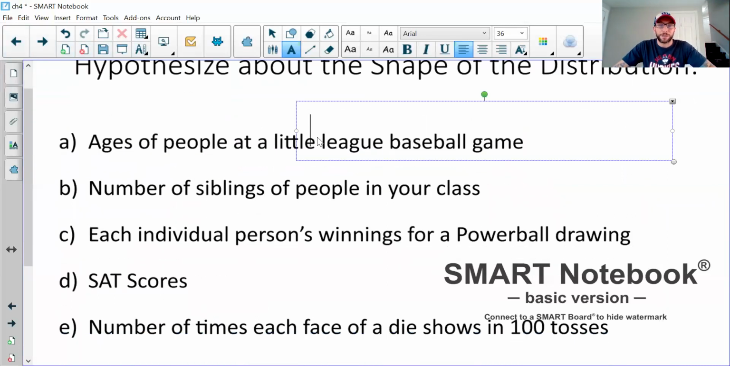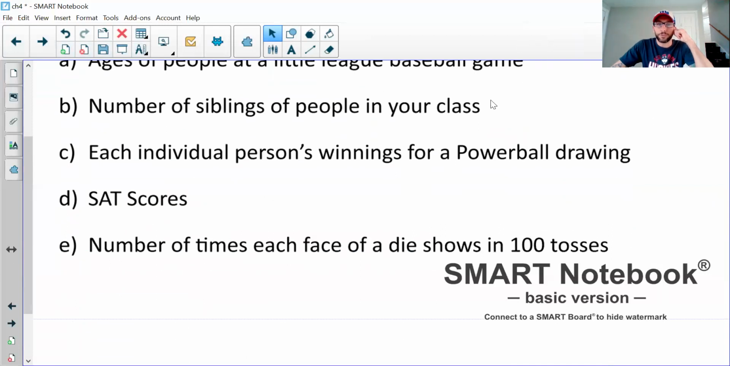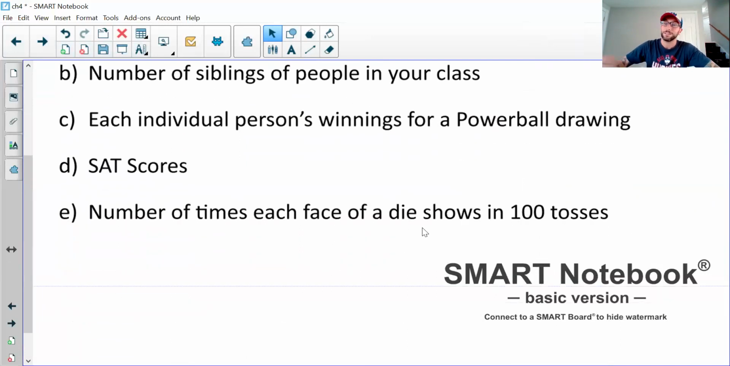One thing to think about here is you think about these shapes, think about the different shapes. And this is something we might come back to as a warm-up, but think about what shapes might these distributions take on? The ages of people at a Little League game. If we looked at a histogram or a dot plot of all the ages of people, what shape do you think you would see? Or the number of siblings of people in our class? Or each person's winnings for a Powerball drawing, right? So everyone buys a Powerball ticket, right? Think about how much money they win. It could be anywhere from 0 to whatever, $100 million. SAT scores, or if I kept rolling a die, the number of ones, the number of twos, right? The number of times each face shows.